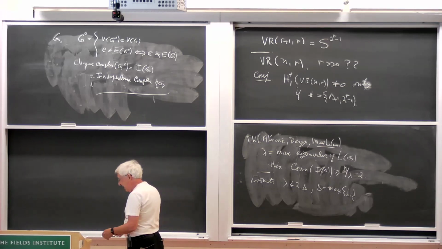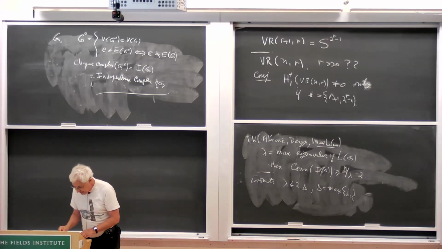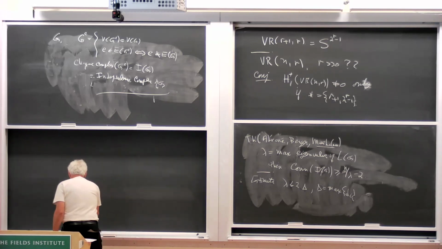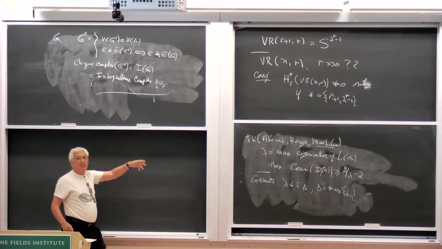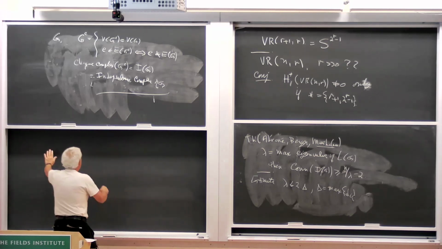So I'm going to define a simplicial complex for you. Let's see, I think I wrote it down here somewhere. Here is a simplicial complex. We first start with a graph. I've used the letter G for graphs. H now will stand for a graph.